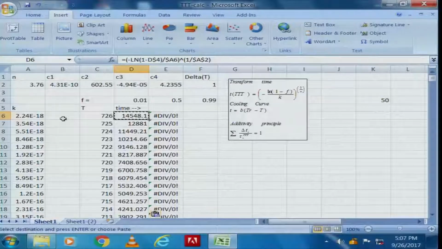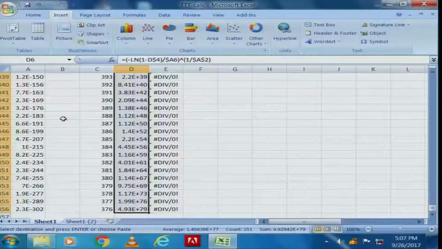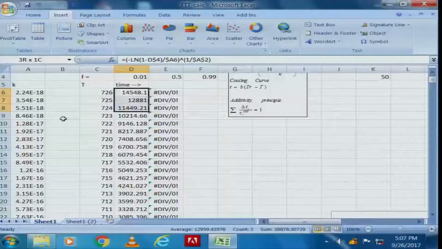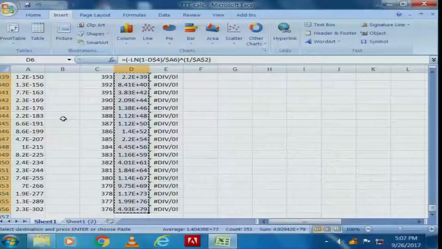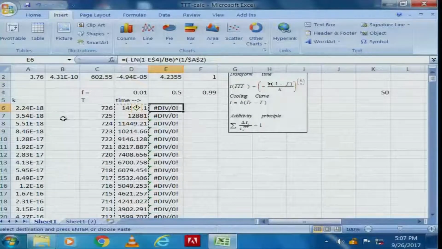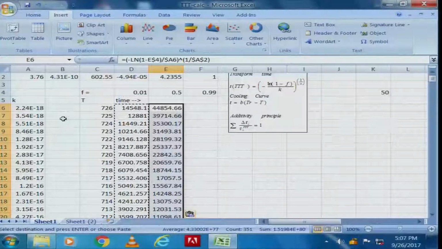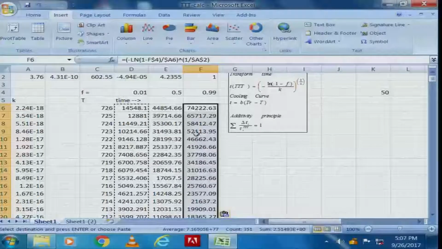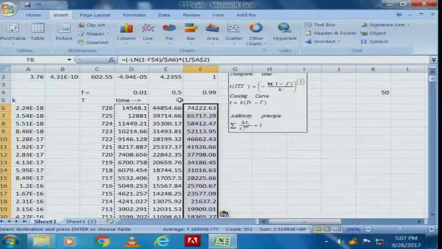And then now let me copy this entire column and then paste it here. So, now we have the times for 50% transformation, and then similarly if I paste this one here, this gives me 99% transformation.